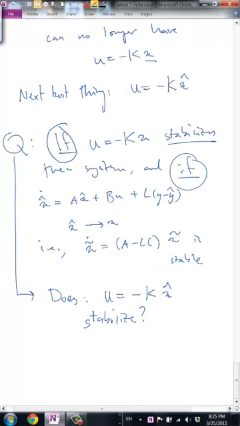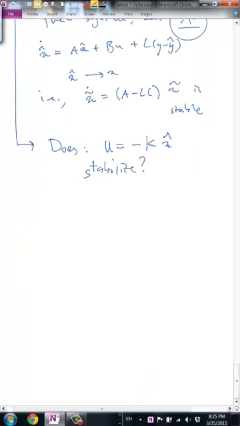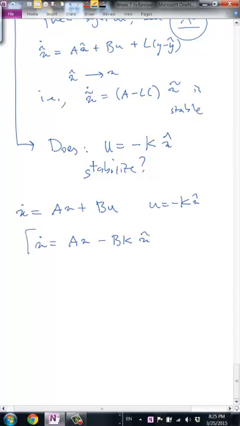So we answered that in class, but let's answer it again. So let's write the dynamics. In this case, X dot is equal to AX plus BU. U is equal to minus K X hat. Plugging that in, we have X dot is equal to AX minus BK X hat. And we're a little stuck here because we don't know how to proceed. So one way to proceed is to just augment the system. Let's write together the differential equation for X dot and X tilde.